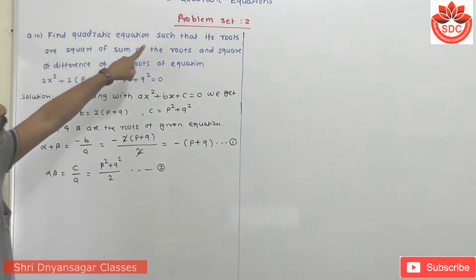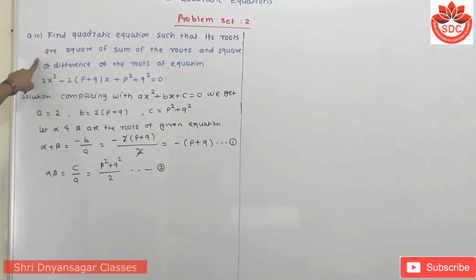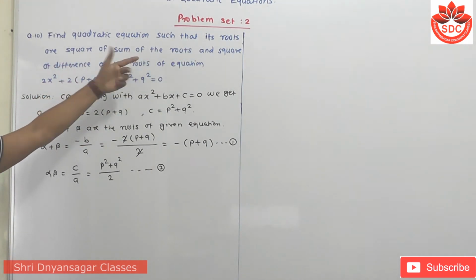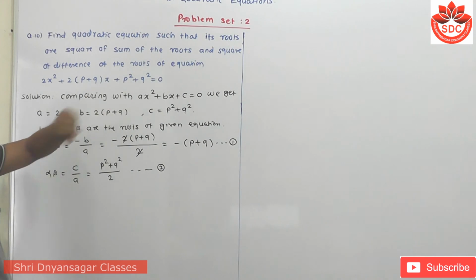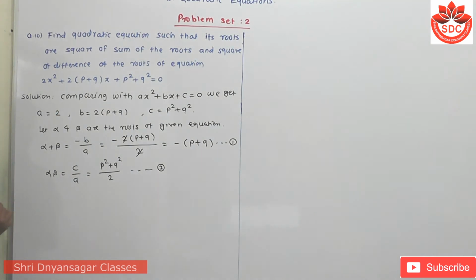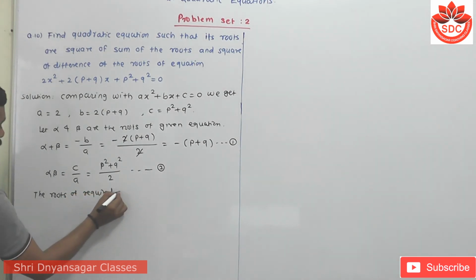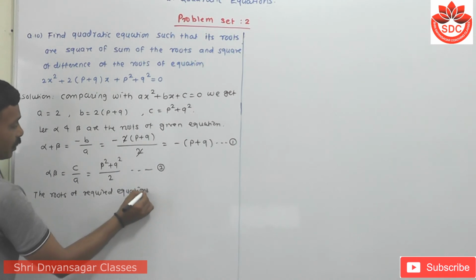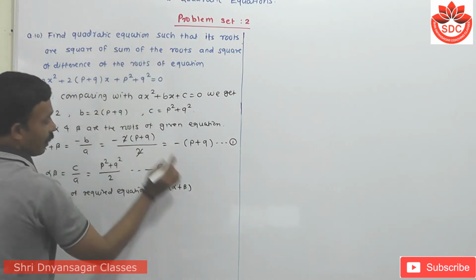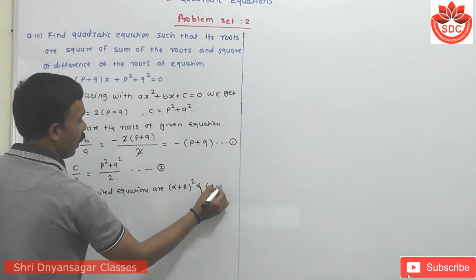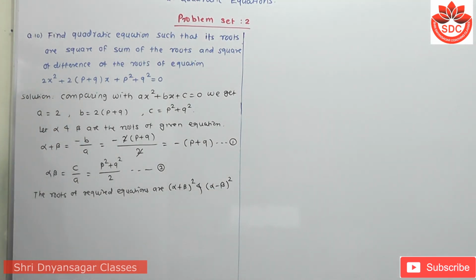Now student, by using the given condition, the roots of the required equation are available. Find the quadratic equation such that its roots are the square of the sum of the roots, and the square of the difference of the roots. Let the roots of the required equation be alpha plus beta, the sum of the roots and its square, and alpha minus beta square respectively.